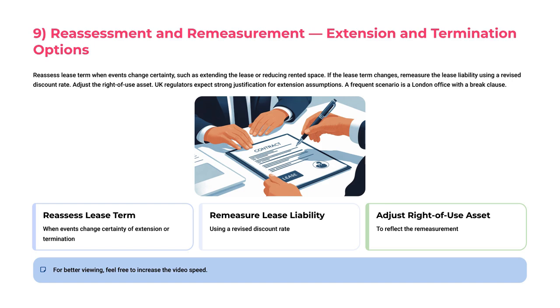Reassessment and remeasurement, extension and termination options. Reassess lease term when events change certainty, such as extending the lease or reducing rented space. If the lease term changes, remeasure the lease liability using a revised discount rate. Adjust the right-of-use asset. UK regulators expect strong justification for extension assumptions. A frequent scenario is a London office with a break clause.